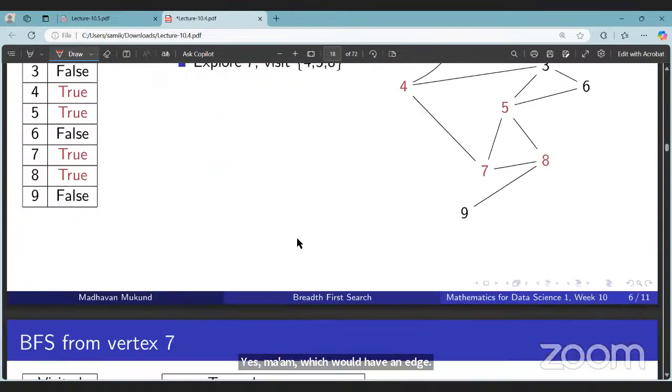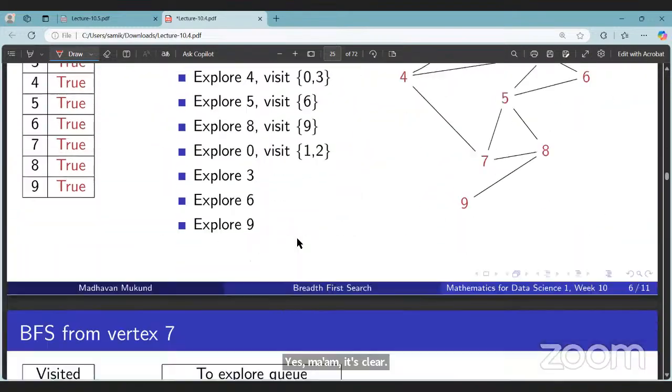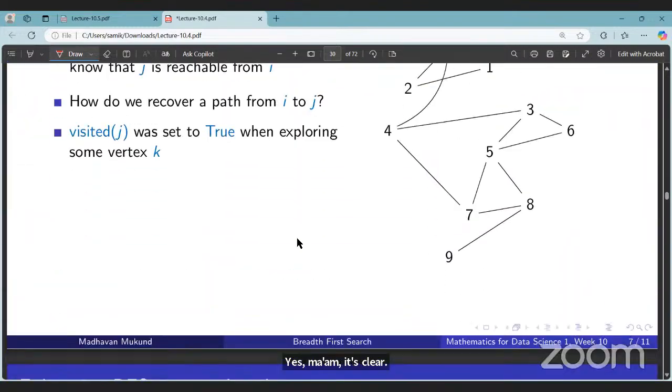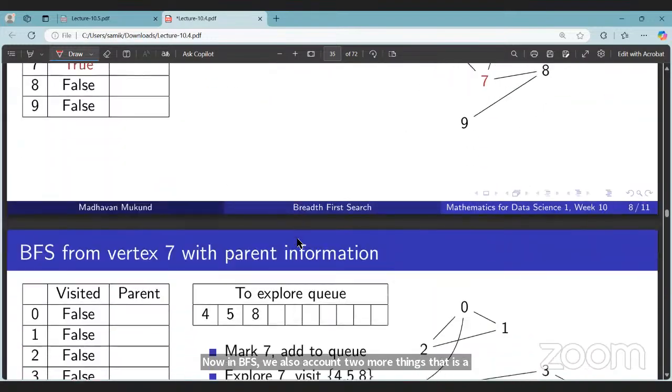Yeah. Now in BFS, we also account for two more things, that is parent information and level information.